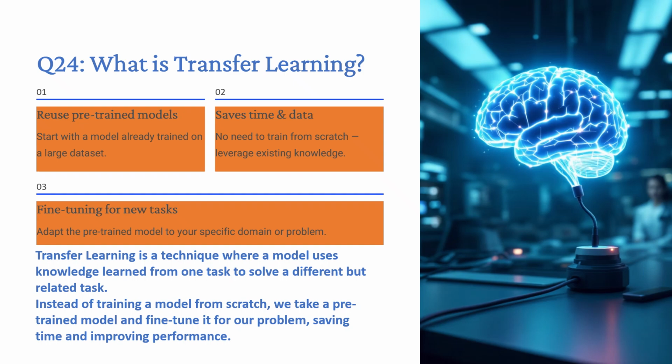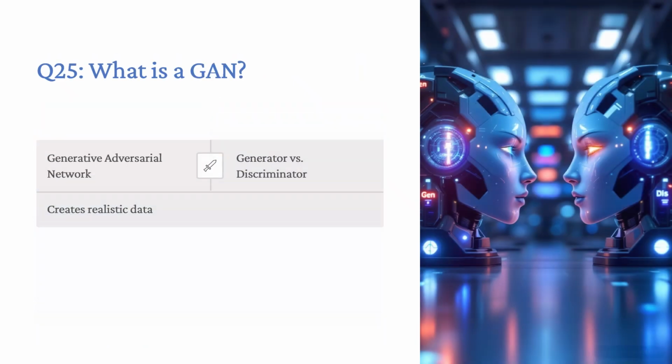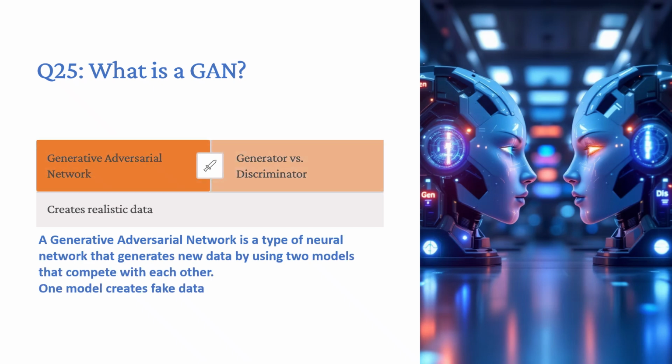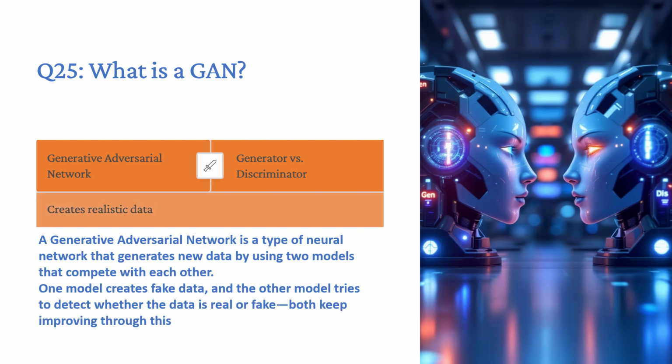A generative adversarial network is a type of neural network that generates new data by using two models that compete with each other. One model creates fake data and the other model tries to detect whether the data is real or fake. Both keep improving through this competition.